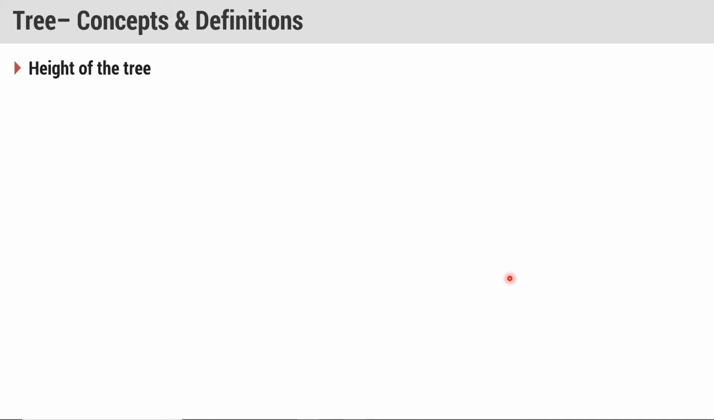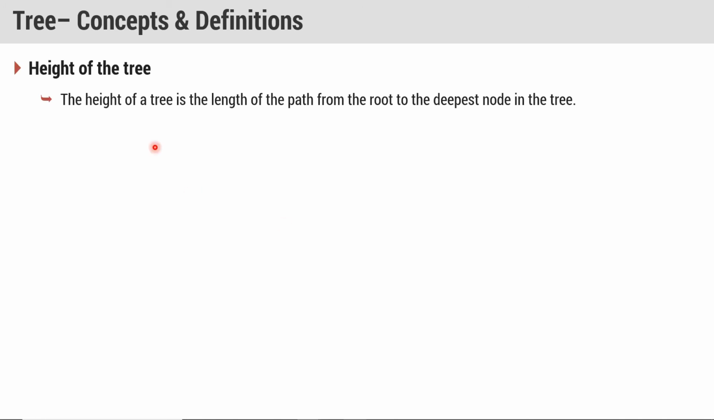Now next is height of the tree. Height of a tree is the length of the path from the root to the deepest node in the tree. This is called the height of the tree.